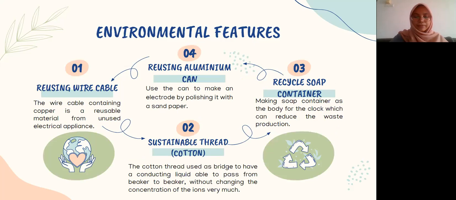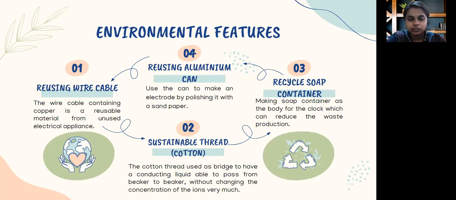Next is the environmental features, where we are reusing wire cable. The wire cable containing copper is a reusable material from unused electric appliances. Next is the sustainable thread, which is made of cotton. The cotton thread is used as a bridge to let conducting liquid pass from beaker to beaker without changing the concentration of the iron very much.